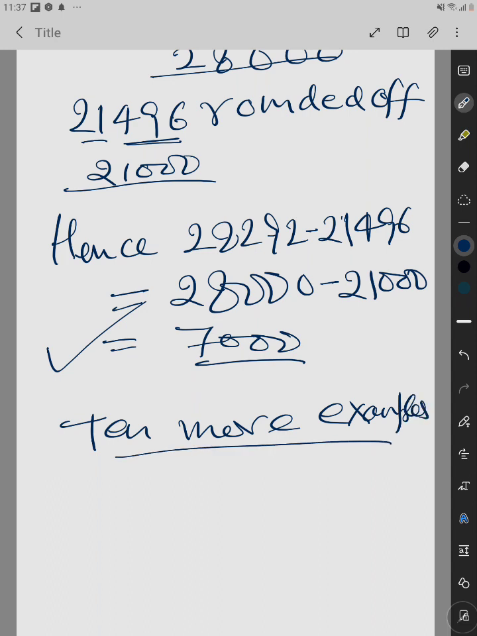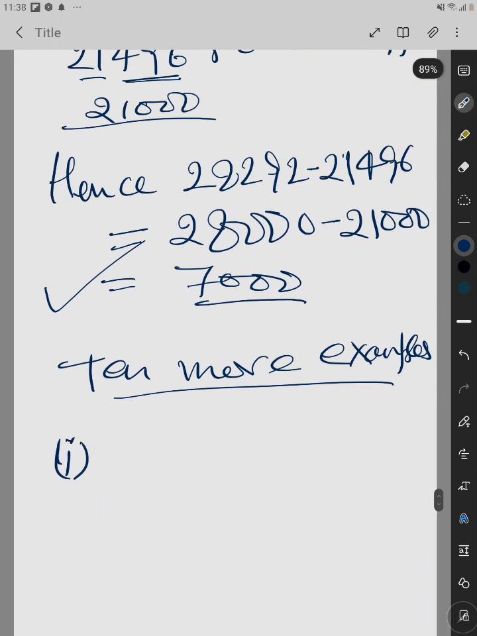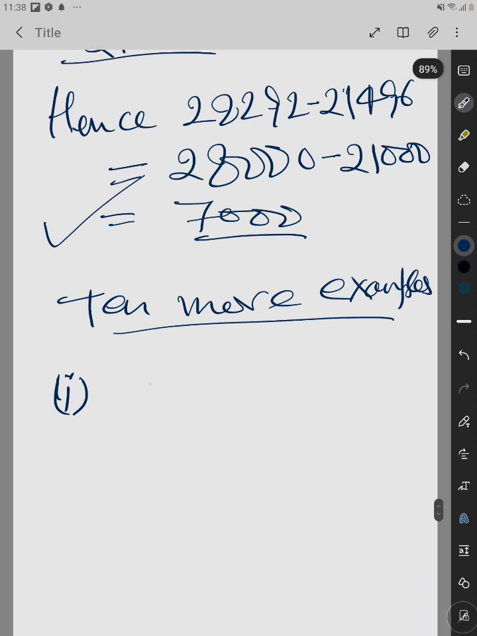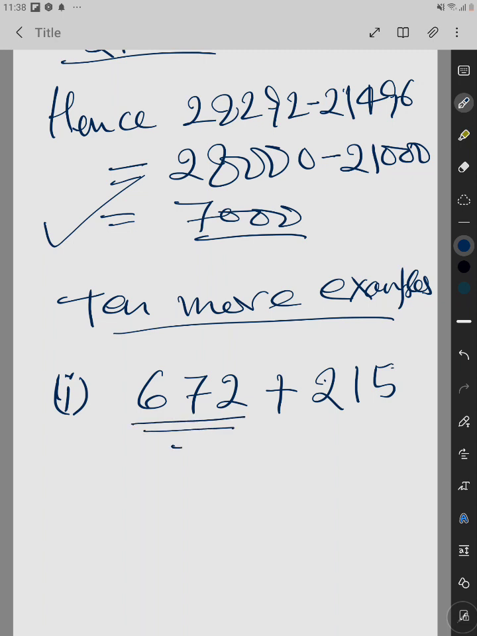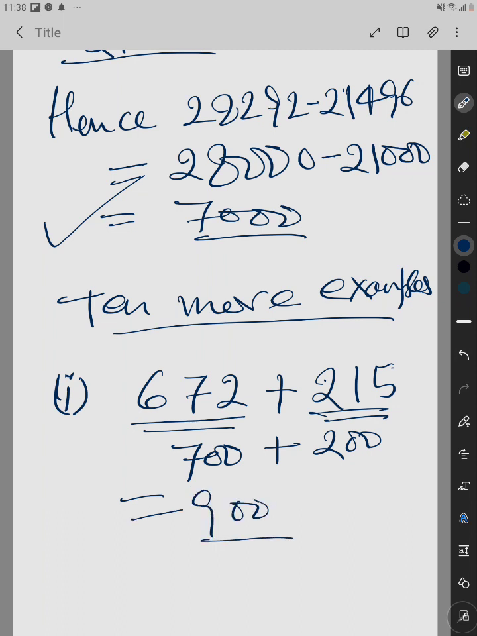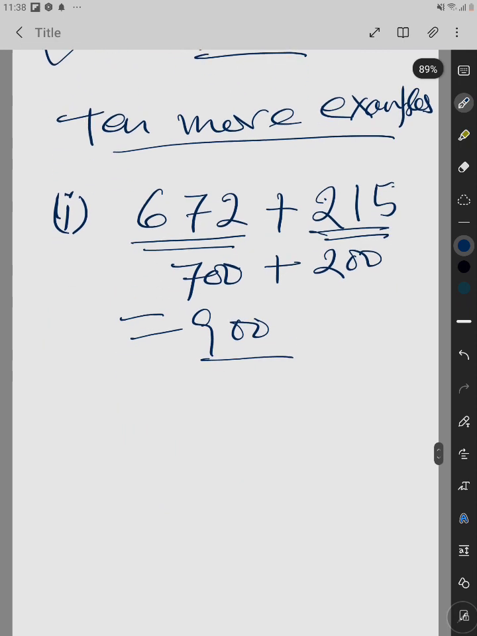Okay, so we'll take the first example. Let's take any numbers. Let's take 672 plus 215. If you round this up, it will become 700. It will be rounded to the nearest 100. Plus this will become 200. So what will be the answer? It will be 900.